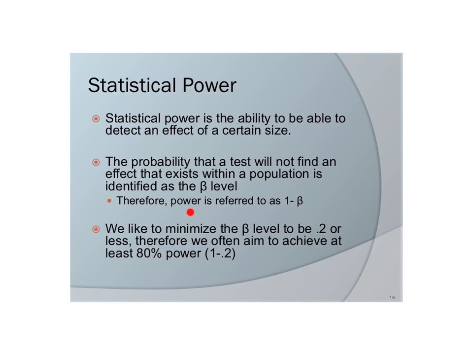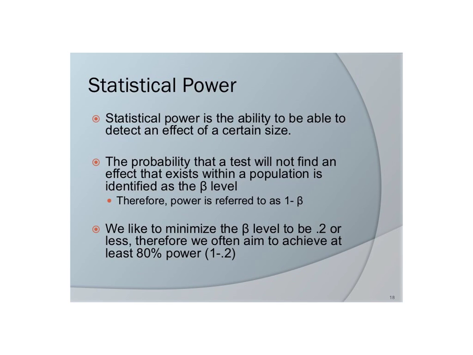Power is therefore calculated as 1 minus beta. We like to minimize that beta level to be 0.2 or less. Therefore, often we aim for our power to be 80%, or 1 minus 0.2. So the ideal minimal level of power in most studies that we try to achieve is 80%.